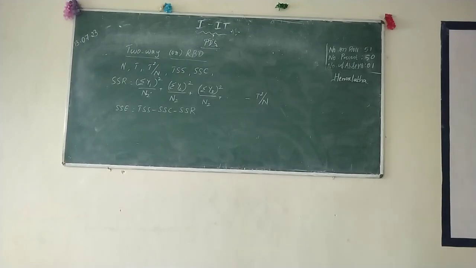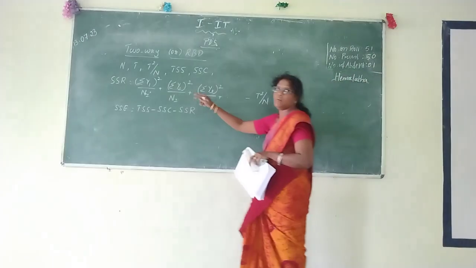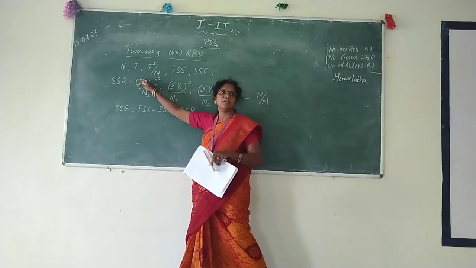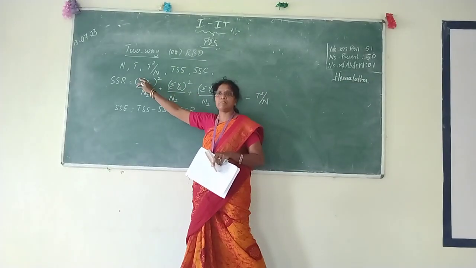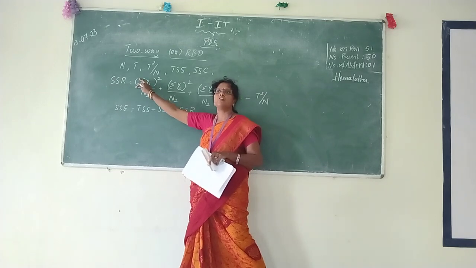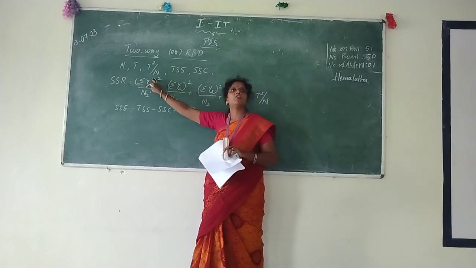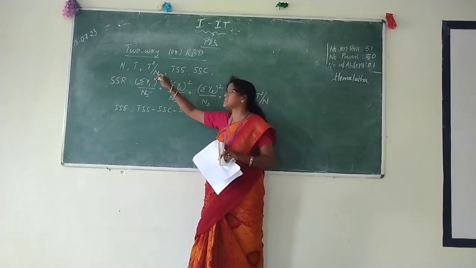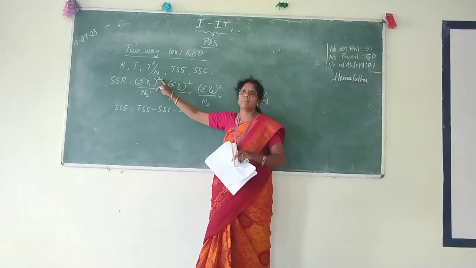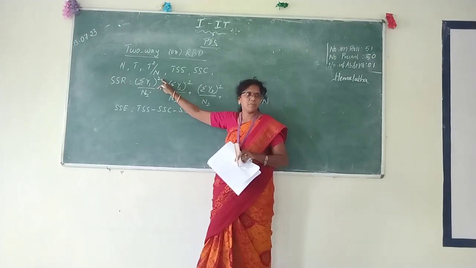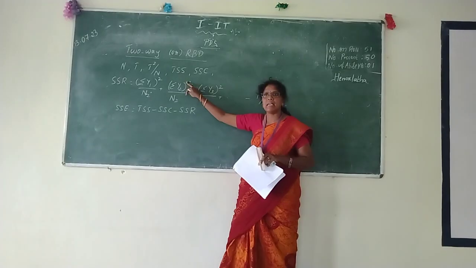Okay, so take down. First steps are similar, right? Find n. What is n? N stands for the number of observations, the total number of observations. C is the correction factor: the total of all observations, T squared by n. Then you have to find TSS.